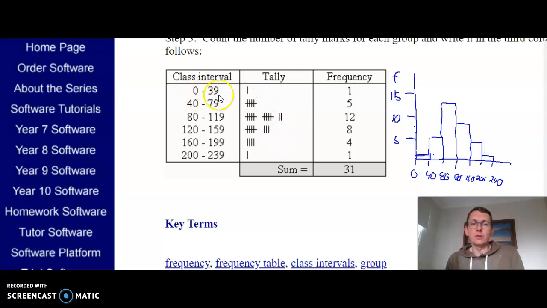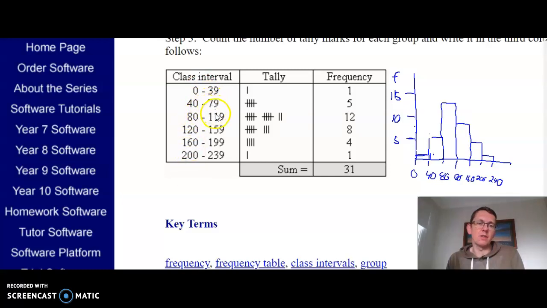So our class intervals should always have the same break in them when we're dealing with numerical data. And in this case, they always have 40 in every single one. So they're quite easy to use. Just make sure you've got a good class interval. And again, we want between 4 to 14. We don't want any fewer than 4 groups in here, and we don't want any more than 14 groups in here.